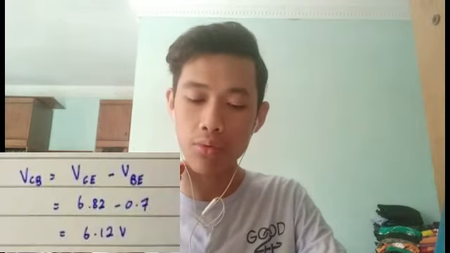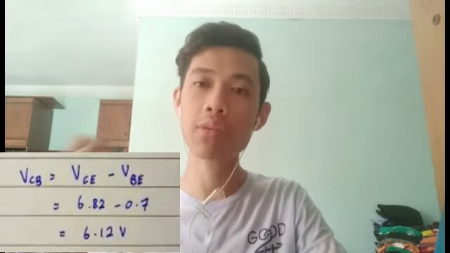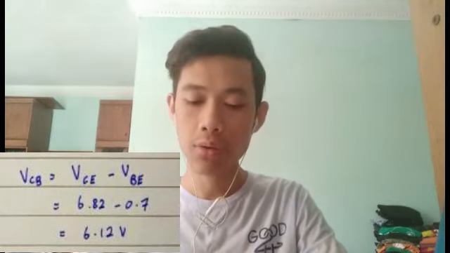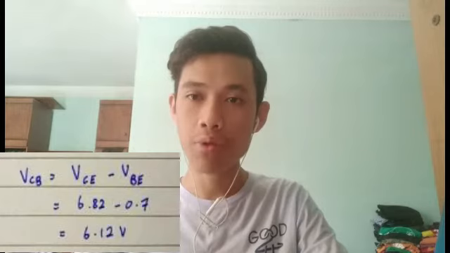And the last one that we need is VCB. As we all know, VCB is equal to VCE minus VBE. So, 6.82 volt minus 0.7 volt, and we get 6.12 volt. If we do the simulation in Multisim for this question, the value of the calculation is quite the same as the simulation value.